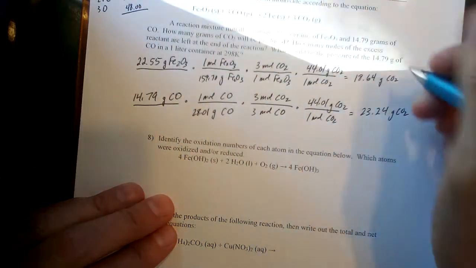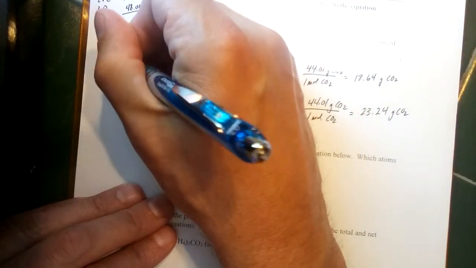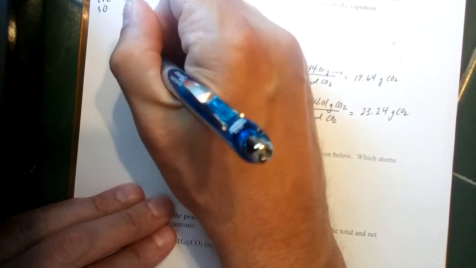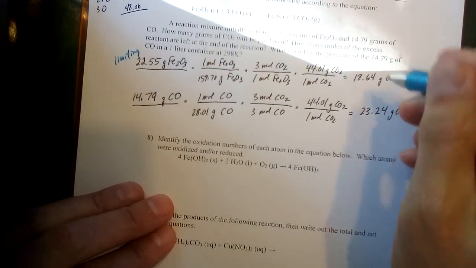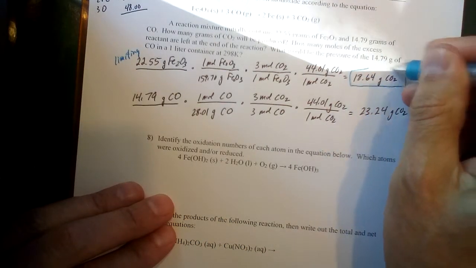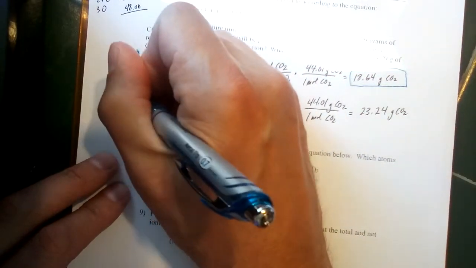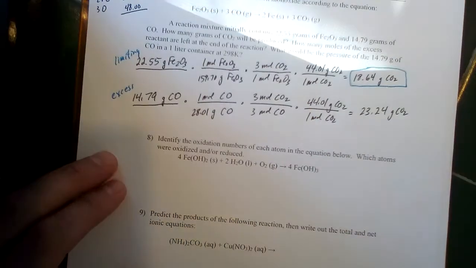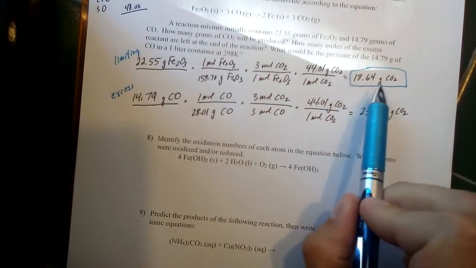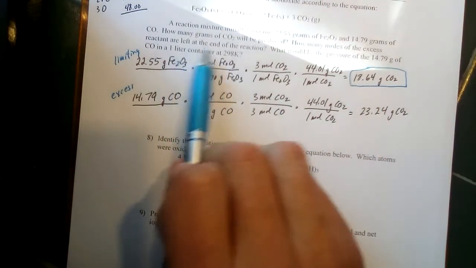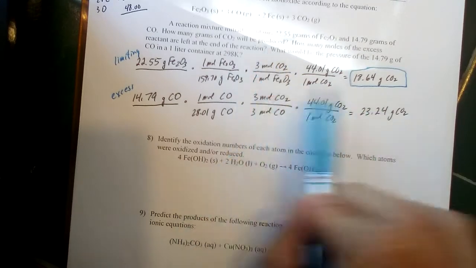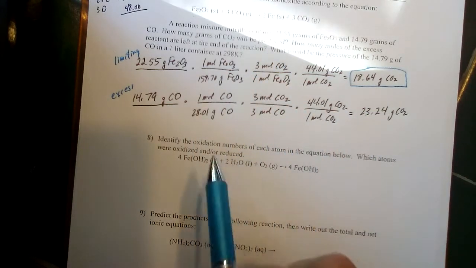So what that tells us is this was our limiting reactant. The iron oxide is limiting. That's the one that's going to run out. It's going to run out when we make 18.64 grams of CO2. That means the carbon monoxide is in excess, or it's the excess reactant. Now, that's our first answer: how many grams of CO2 will be produced? Now, some of this data here is going to be helpful for the other answers.